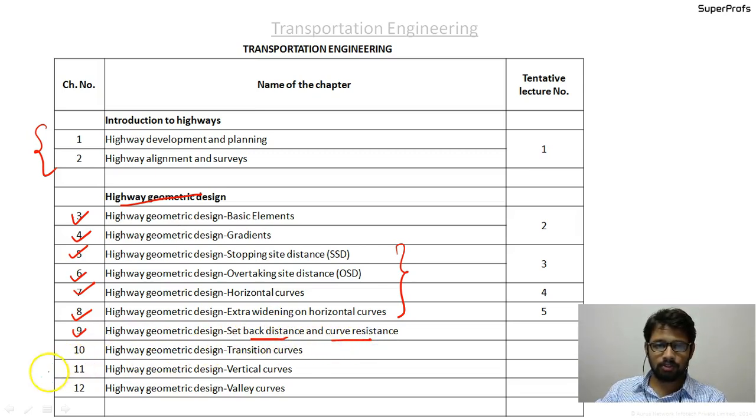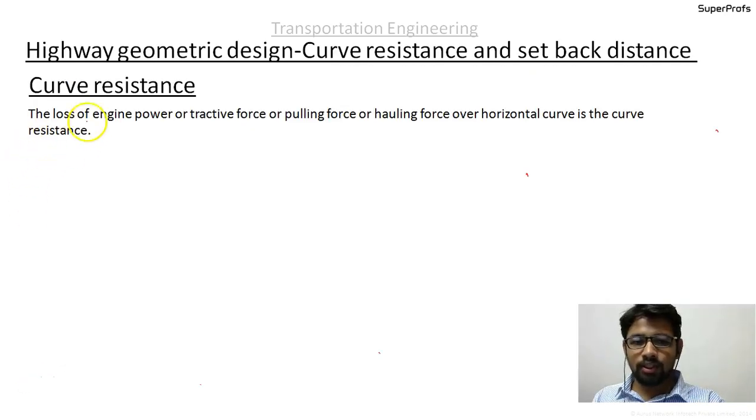So let us discuss what is curve resistance. It is the loss of engine power, or the tractive force, over a horizontal curve. We will discuss the scenario of a vehicle that is moving on a straight road and on a horizontal curve, that is, on a curved road.